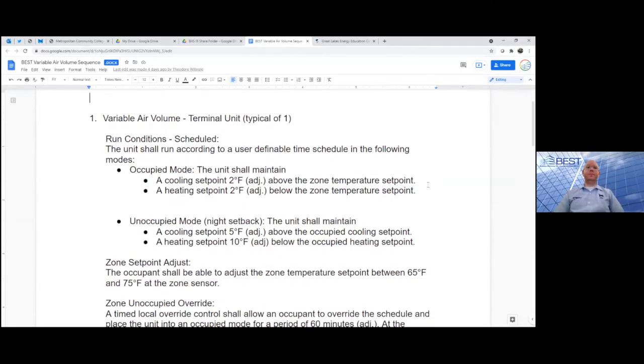So your typical VAV box will run via an occupancy schedule. And I think I missed something in the chat from Ted. Sorry, Ted. Absolutely, and he put it in for everyone. Perfect, thank you, Ted.